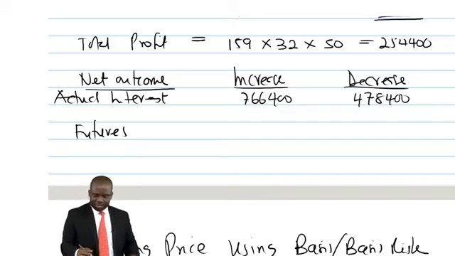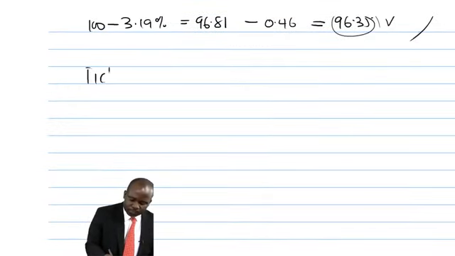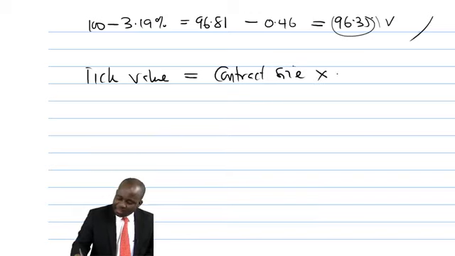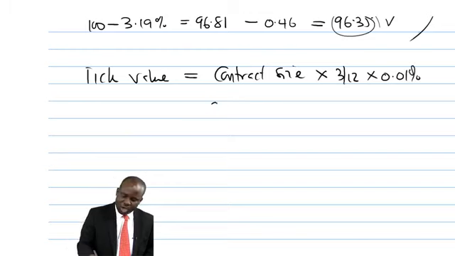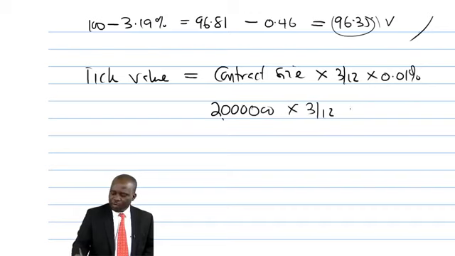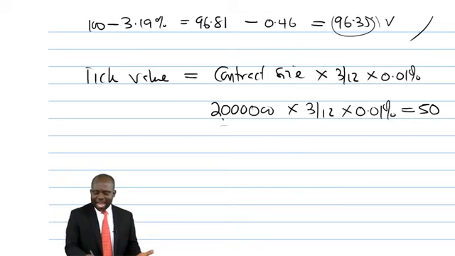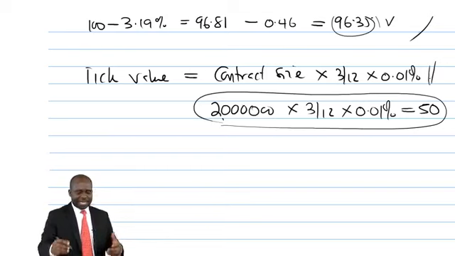Okay, right. How did we get the tick value? Let me show you. Tick value is calculated as the contract size multiplied by 3/12 multiplied by 0.01%. So if the contract size is 2 million, I will multiply by 3/12 multiplied by 0.01%, and that will bring you to 50. Okay, so that is what I normally tell students in the exam room. Can you go and cram all this? If you can cram this, then it will be easier.